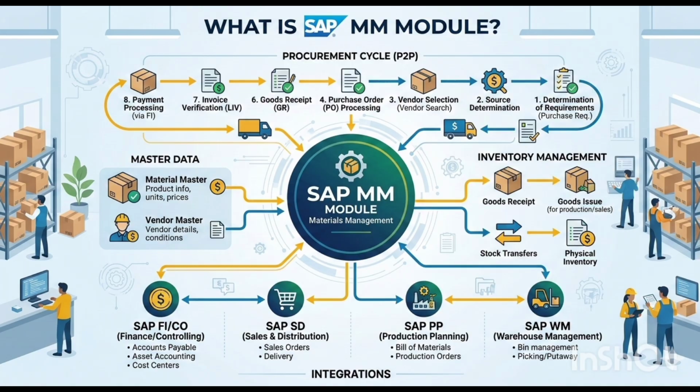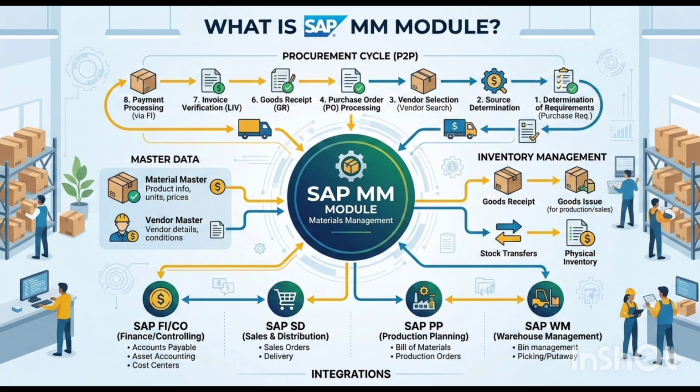The third module is master data. For the system to work, it needs permanent records. The two most important are material master and vendor master. A central database containing info on every product is material master, and a database of all suppliers, their address, currency, and payment terms is vendor master. The fourth module is invoice verification.